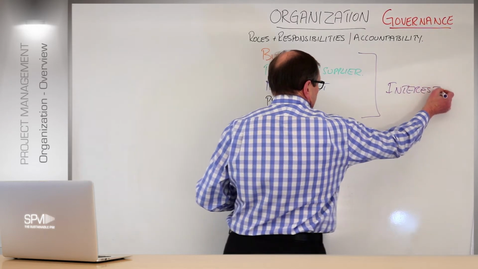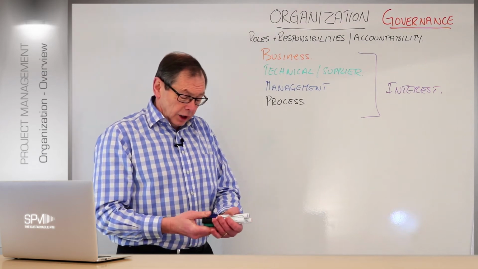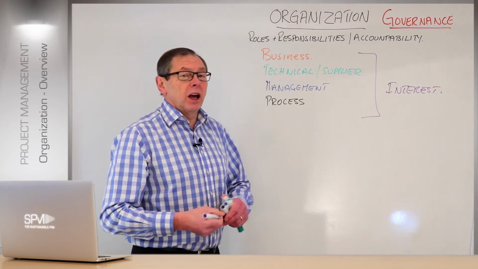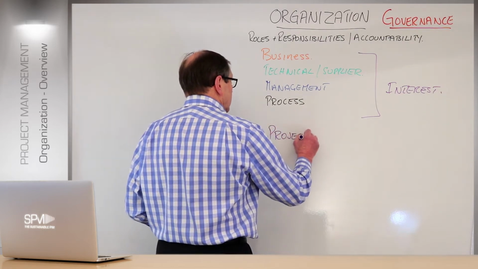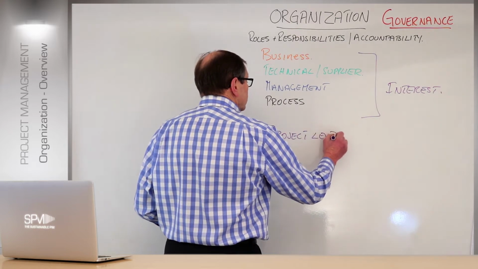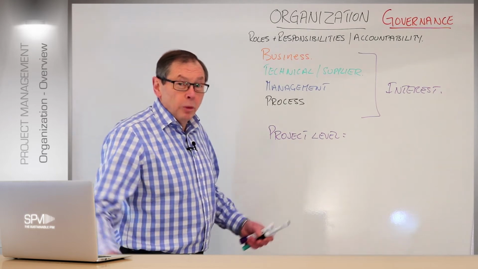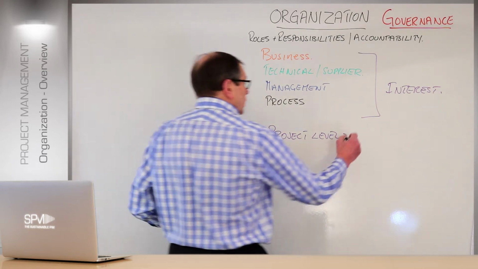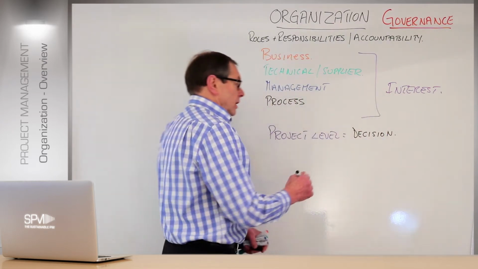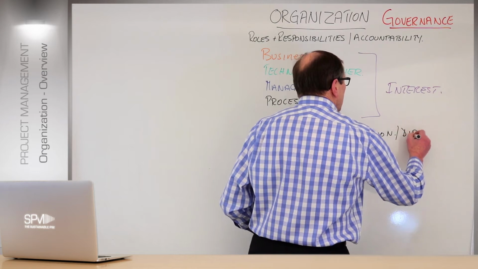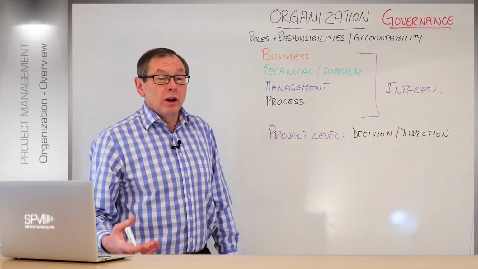Right? Now, we have 3 main layers in projects too. And it's very important to understand what they are. 3 main layers in projects. We have the project level, and this is really around the decision and helping to support the project. So it's about decision making here and direction, right? Decision and providing direction for the project at a business and a project level. The overall guidance in it.